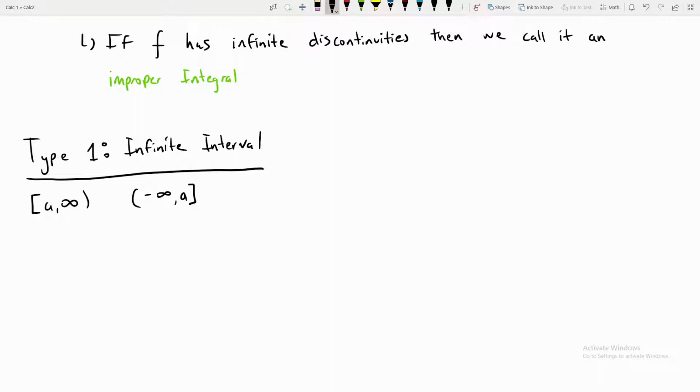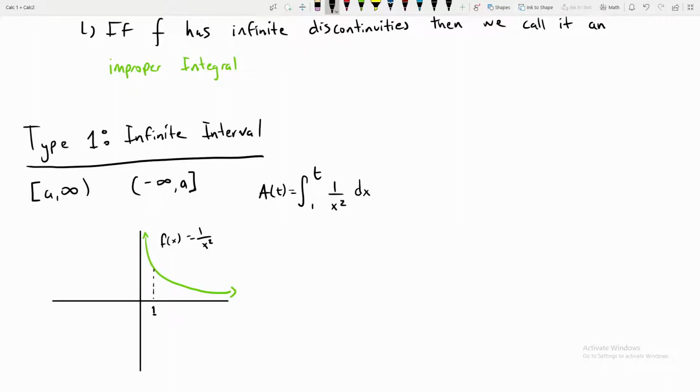So there are two types of improper integrals that we're going to be talking about in today's lesson. The first one has to deal with infinite intervals. This would mean that we have an interval where it either ends on positive infinity or starts with negative infinity. So again, it's not a definite number, it's just infinity or negative infinity. Let's say that we're given this function, 1 over x squared, and we're asked to find the integral from 1 to some arbitrary value t, passed into our function as a parameter, and we're asked to find the area up to t.